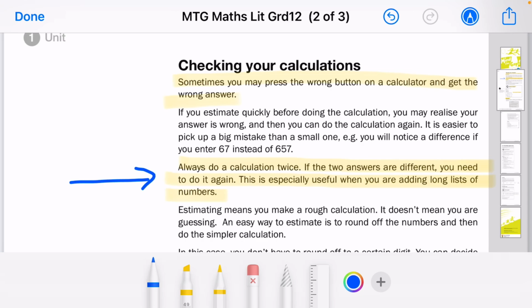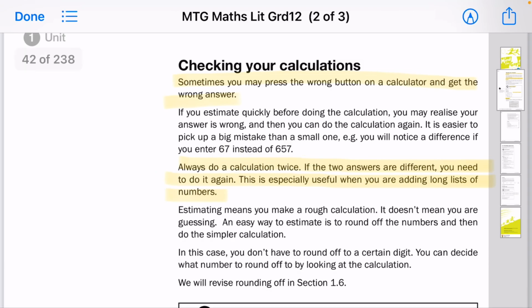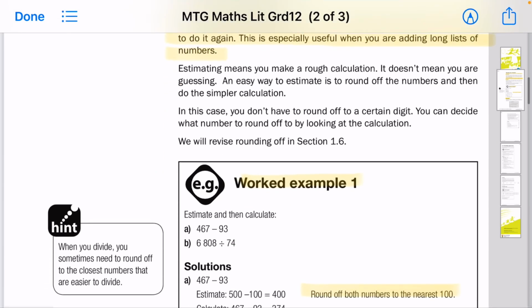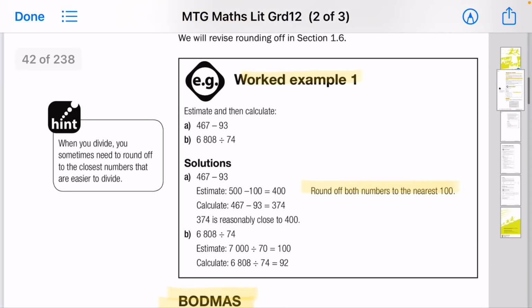So the best way to verify if you have done everything correctly is to do the calculation twice, with the aim of finding the same answer. If you find two different answers, ladies and gentlemen, just take a deep breath and try to redo the calculation again. It is very, very important that at all times you are careful of what you punch on a calculator.